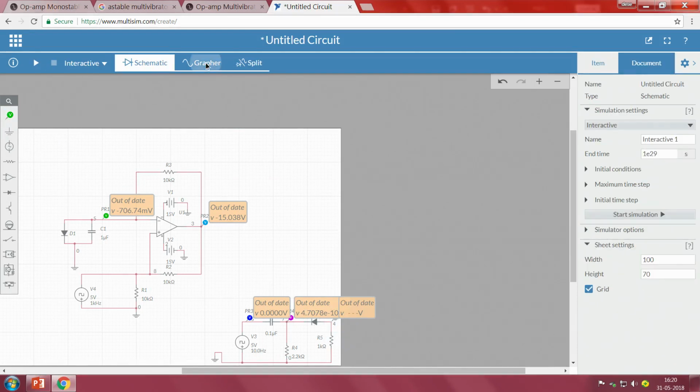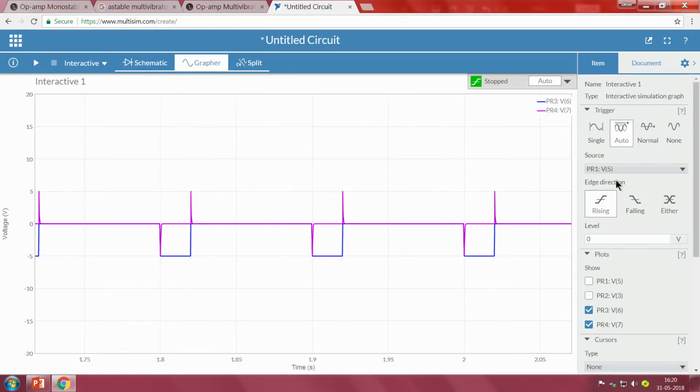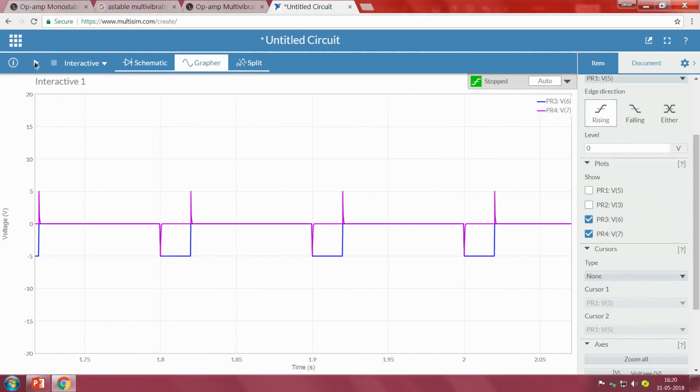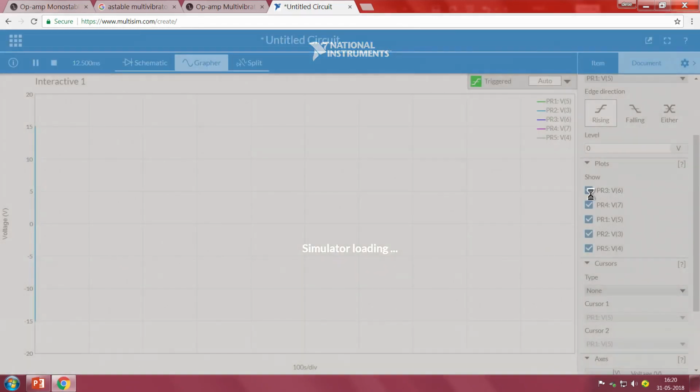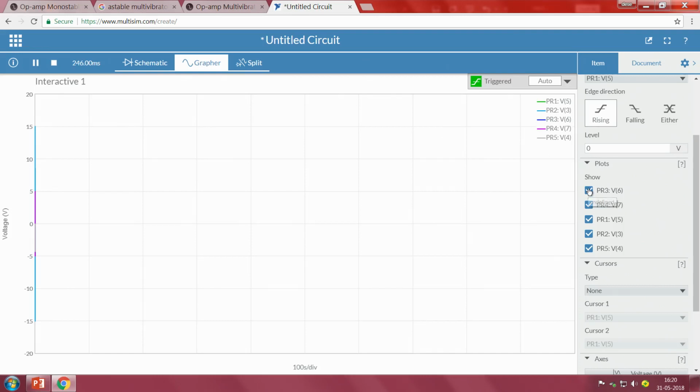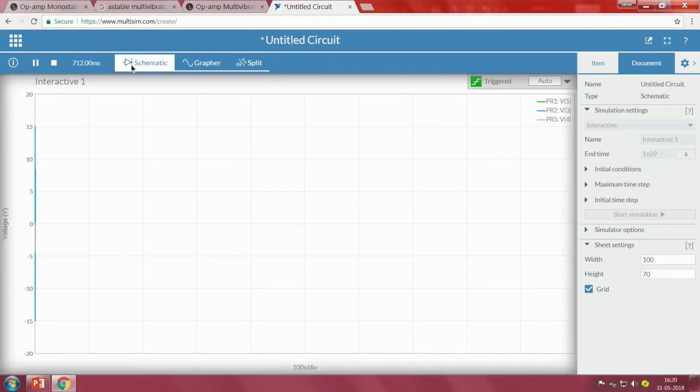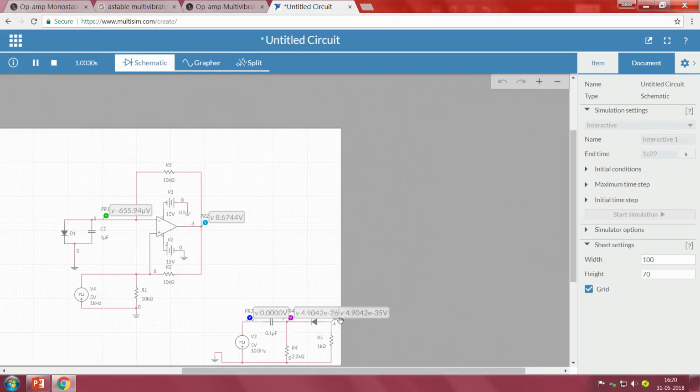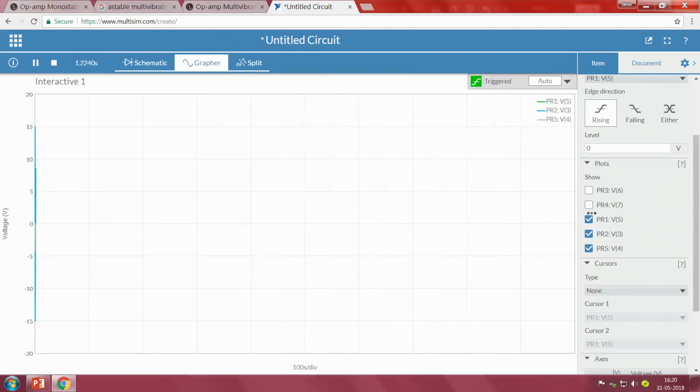Now, I will go to the grapher and in this case let me run. I do not need PR1 and PR2, so again I am removing PR1 and PR2. Okay. So, what all do I need? PR3, PR4 and PR5. I need PR3, PR4 and PR5. PR1 I do not need.